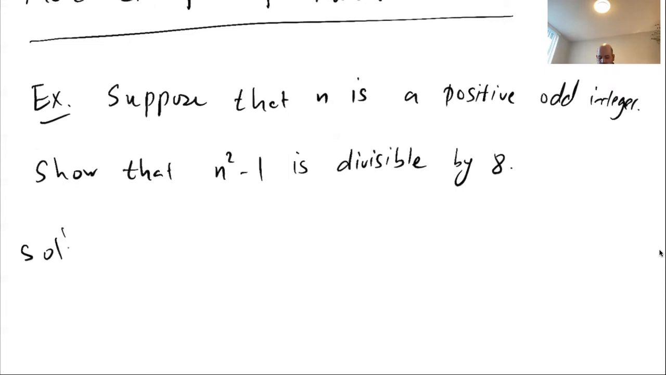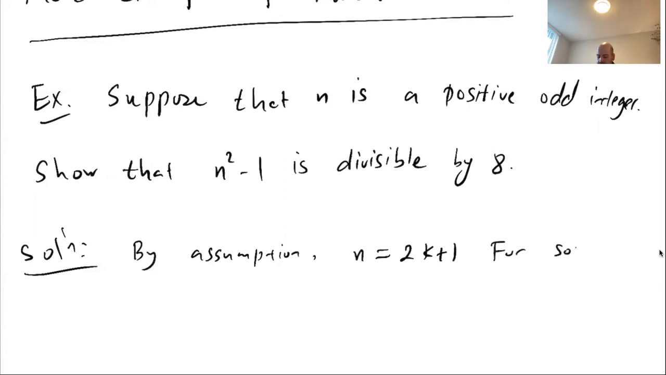So, solution. Well, our only assumption about n is that n is a positive odd integer. And how can I write a positive odd integer in mathematics? So by assumption, we can write n equals 2k plus 1 for some non-negative integer k.